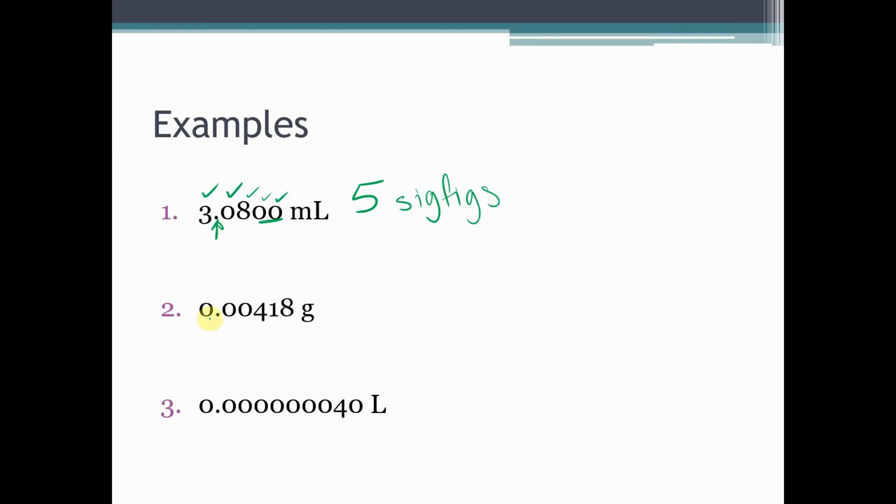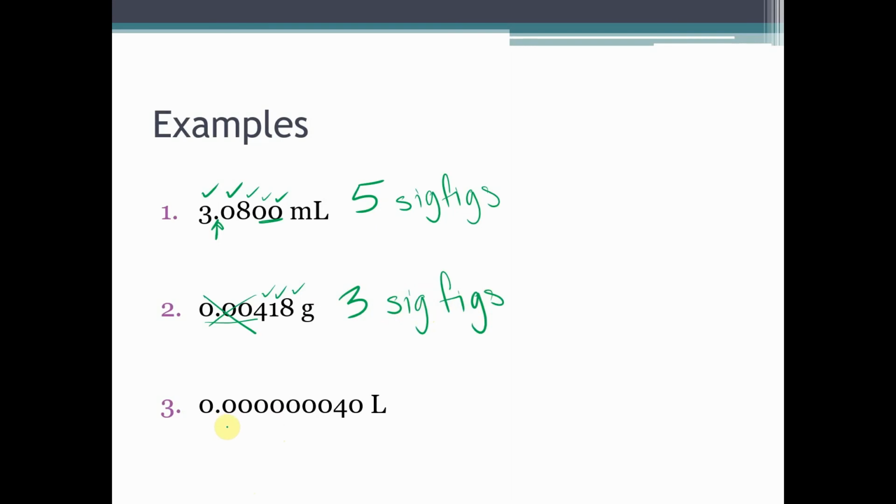Looking at our next one, we've got some leading zeros here. These are leading because they're out to the left, so these never ever count. Then we have 4 non-zero, that counts. We have 1 non-zero, that counts. And we have 8 non-zero, that counts. So we have 3 SigFigs.